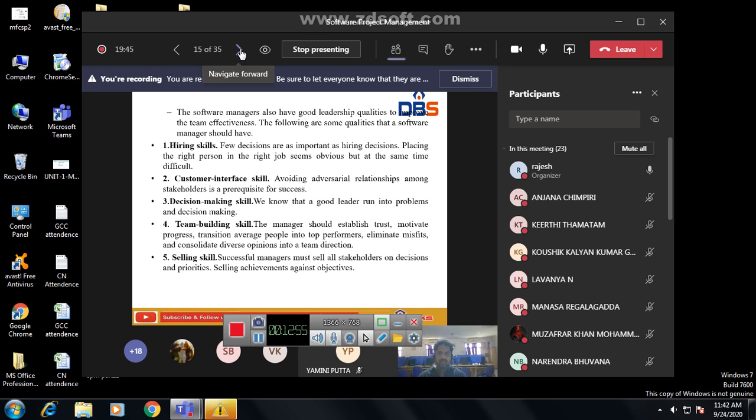See, the software managers also have good leadership qualities to improve the team effectiveness. So managers, like software managers or team managers, have good leadership qualities to improve the team effectiveness. So the following are some qualities that a software manager should have. So these are the first one is the hiring skills, customer interface skill, decision making skill, team building skill, selling skill. These are the 5 leadership qualities for a software manager.